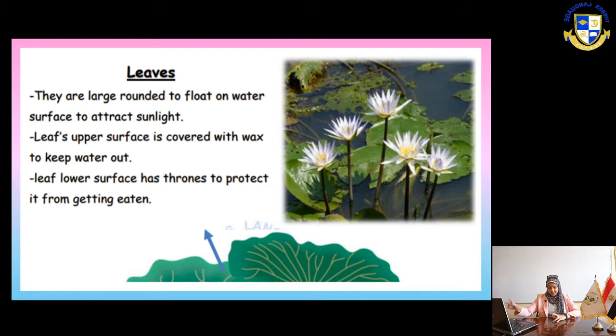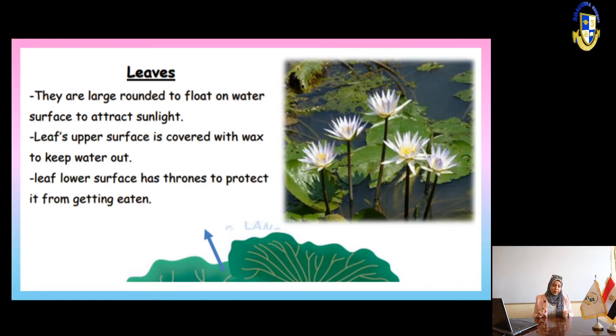As we can see, the leaves, the green parts that are floating on the water, these are the leaves of the water lily. Okay? Why are they floating? Why are they so big or wide or rounded? To attract the sunlight, to get the sunlight. Okay? Leaves' upper surface is covered with wax to keep water out.